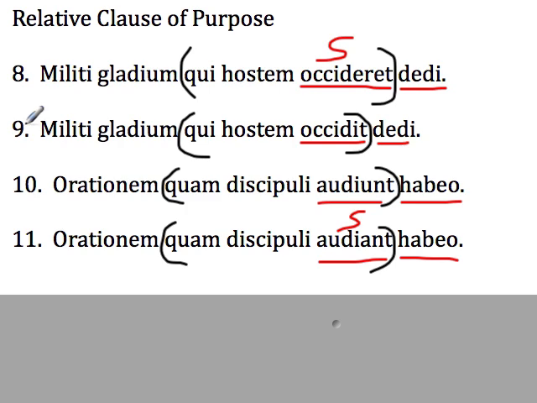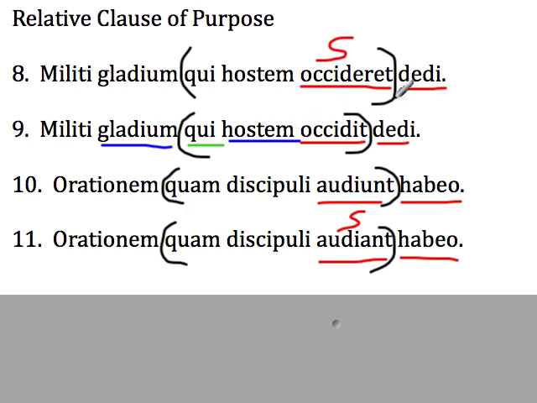Let's look at number 9 really quickly. Gladium is accusative, got it. Militi is dative. Qui is nominative. Hostem is accusative. Alright? So we're going to tackle what's outside the parentheses first. I gave a sword to the soldier. So I gave a sword to the soldier, which killed the enemy. Alright, it's a sword which killed the enemy. Okay, that makes sense. He used the sword to kill the enemy.